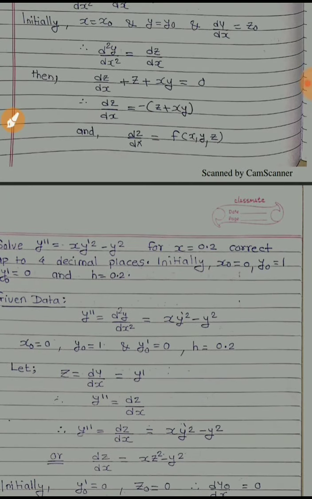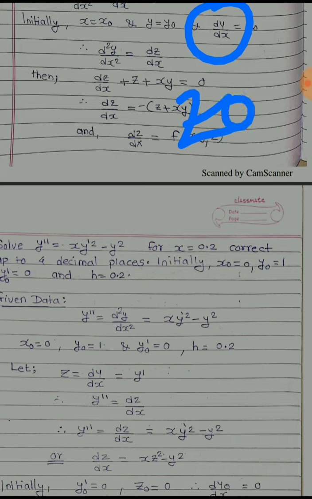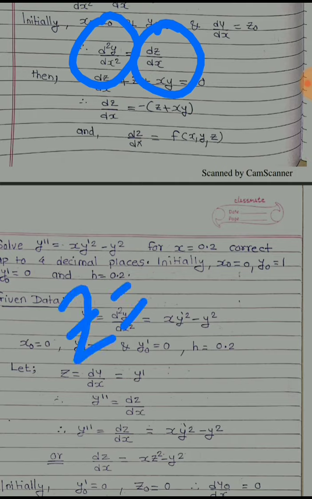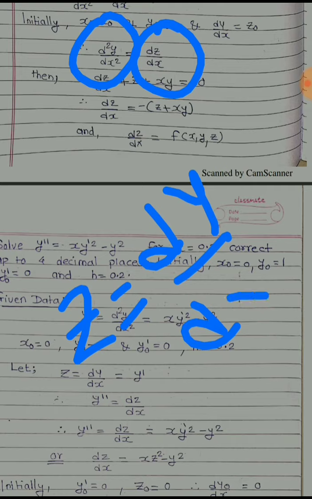Initially x is equal to x0, y is equal to y0, and dy by dx should be considered equal to z0, meaning the initial value of z. Then further, d2y by dx square can be considered as dz by dx. Why am I saying this? See, z is equal to dy by dx.